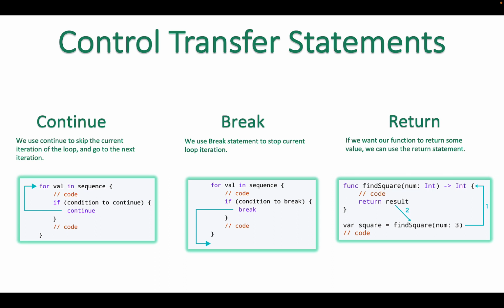Continue control transfer statement. We use continue to skip the current iteration of a loop and go to the next iteration. Break. We use the break statement to stop the current loop iteration. Return. Sometimes we want our function to return some value or result, then we can use the return statement.